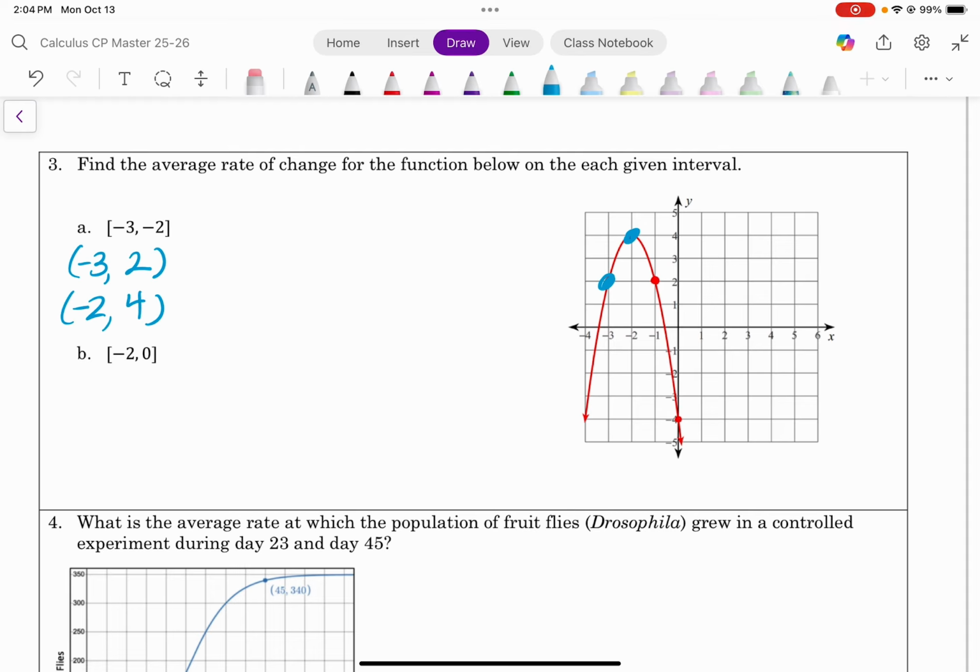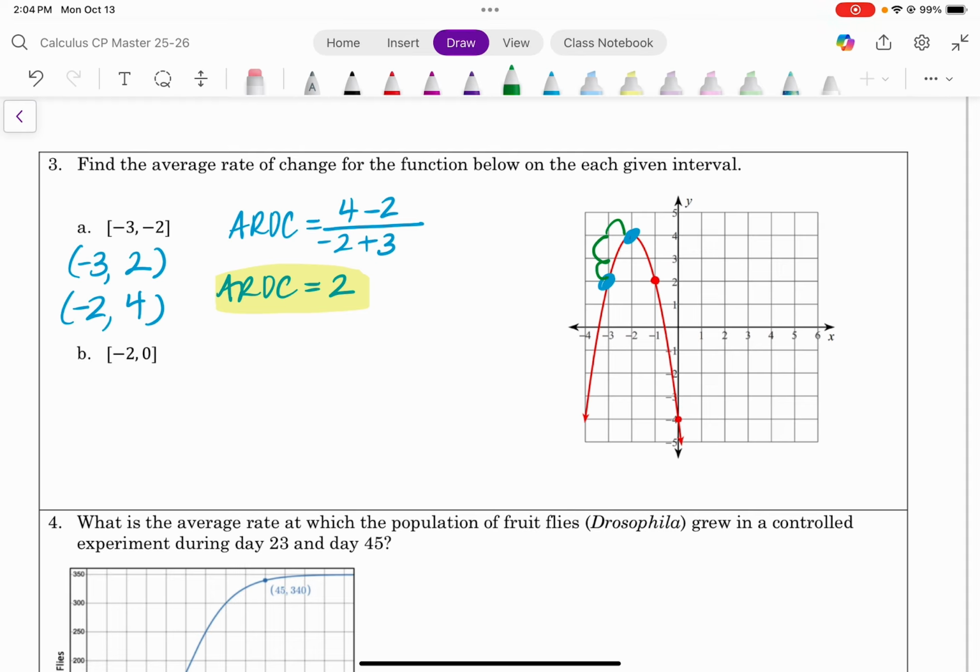To find the slope between them, I can then use the formula. I can then do 4 minus 2 divided by -2 plus 3, do a little plugging in, and I'll get 2 as an answer. Now, the other quick way to do it is literally to count the slope. I go up 2 and over 1, which would give me a slope of 2, which is the answer to the average rate of change.